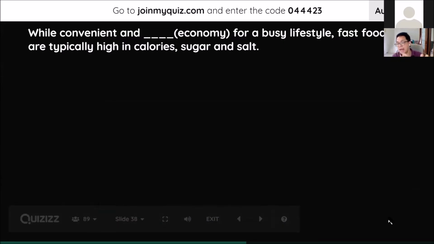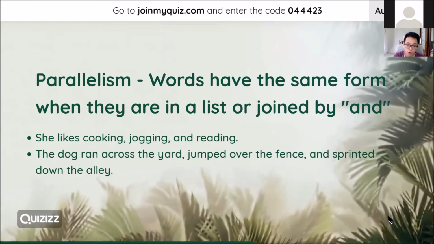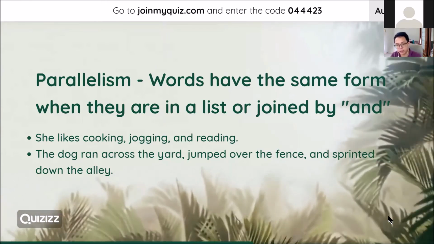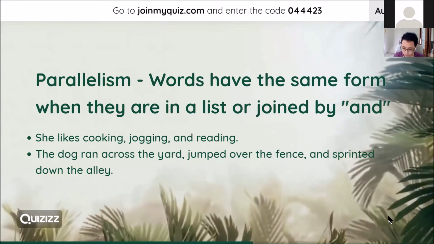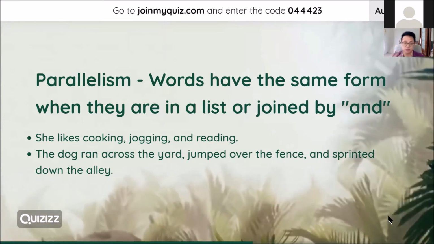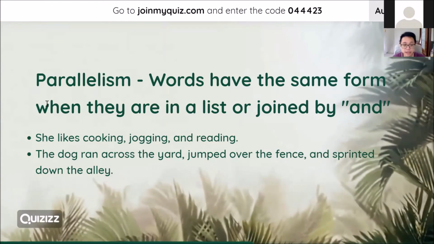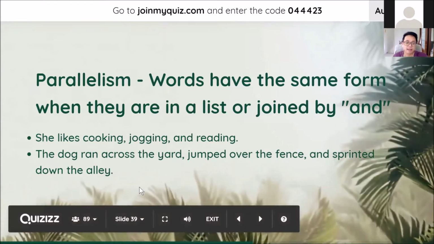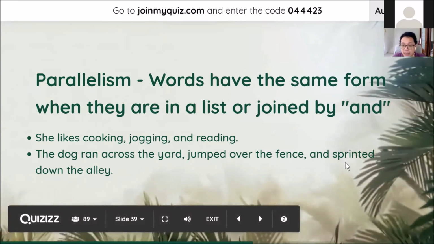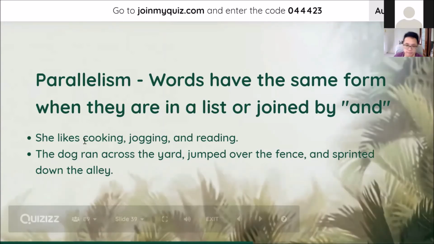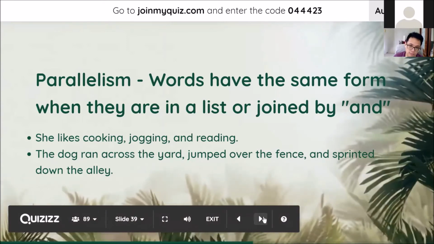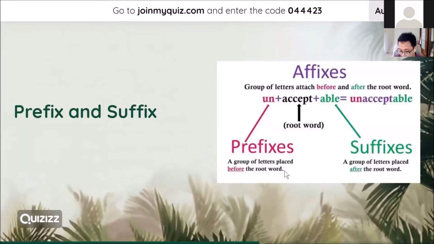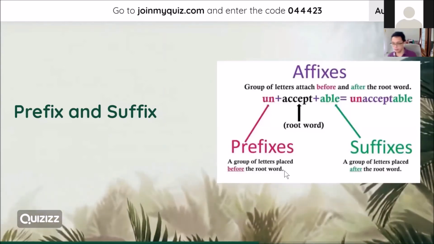So when you see and, when you see all, it's all the same form. She likes cooking, jogging, and reading. One of my colleagues calls it balance. It needs to be balanced. Okay? She ran across the yard, jumped over the fence, and sprinted down the alley. You see, ran, jumped, and sprinted, all past tense.